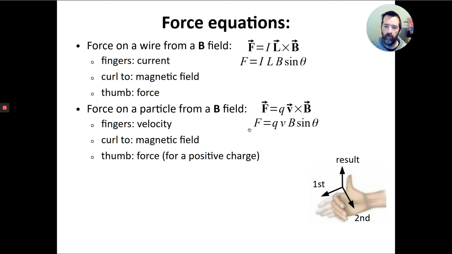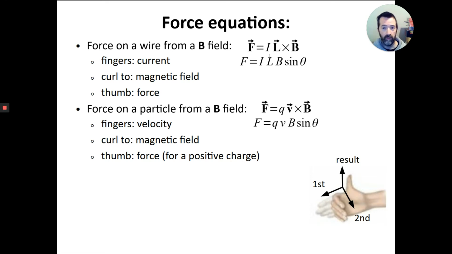The equation for the force on a single charged particle that's moving through a magnetic field is very similar. If you think about the fact that a current is just a bunch of moving charged particles, then it probably doesn't seem too surprising to you that the equations are very similar. The upper equation kind of just comes from adding together a bunch of copies of the lower equation.